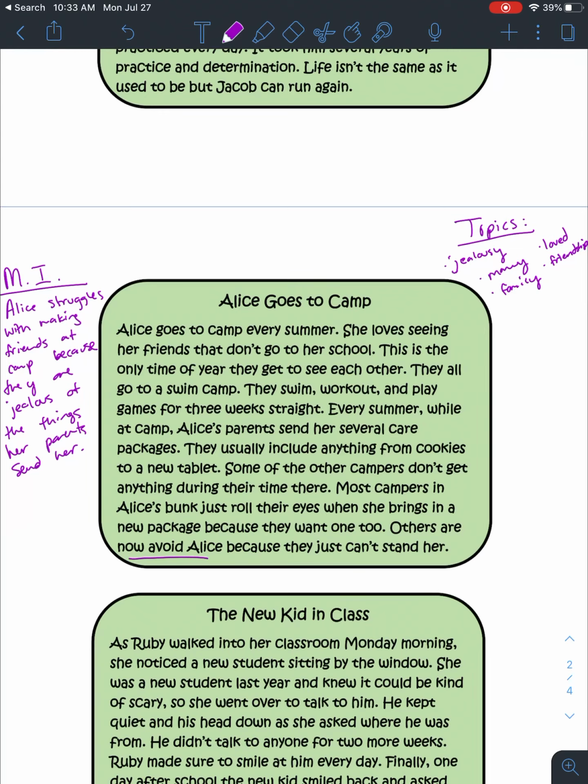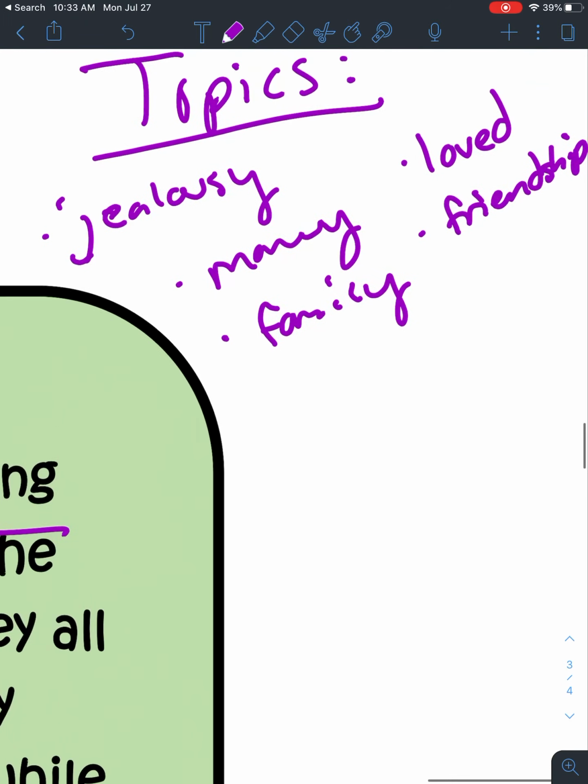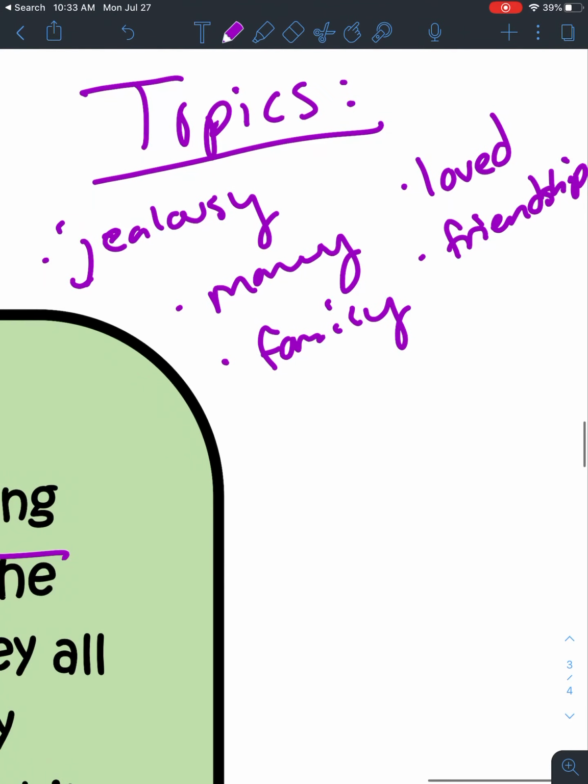They avoid Alice. She loves seeing her friends. So I'm thinking, with them avoiding Alice, maybe this is dealing with not just the same as jealousy, but when we talk about avoidance, it can maybe be because we don't like something or because something makes us uncomfortable.